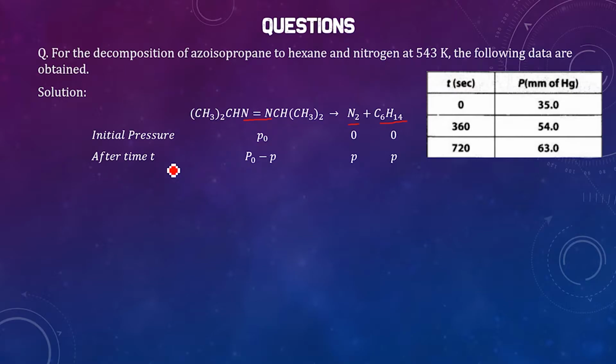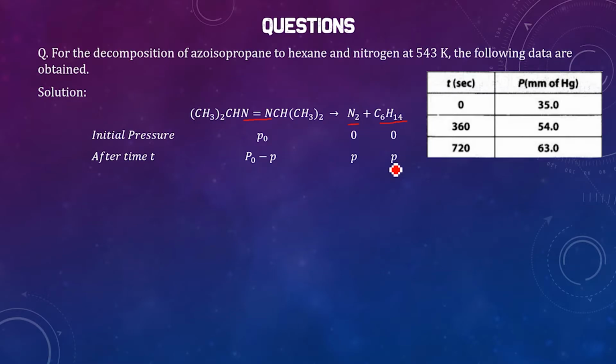After time T, whatever the time it is, we can observe that the pressure of azoisopropane decreases, and at the same time the product pressure increases. Got it? So for 1 mole, if the reactant decreases by P, obviously for 1 mole each product will increase by P. Got it? Yes, any doubt in this?